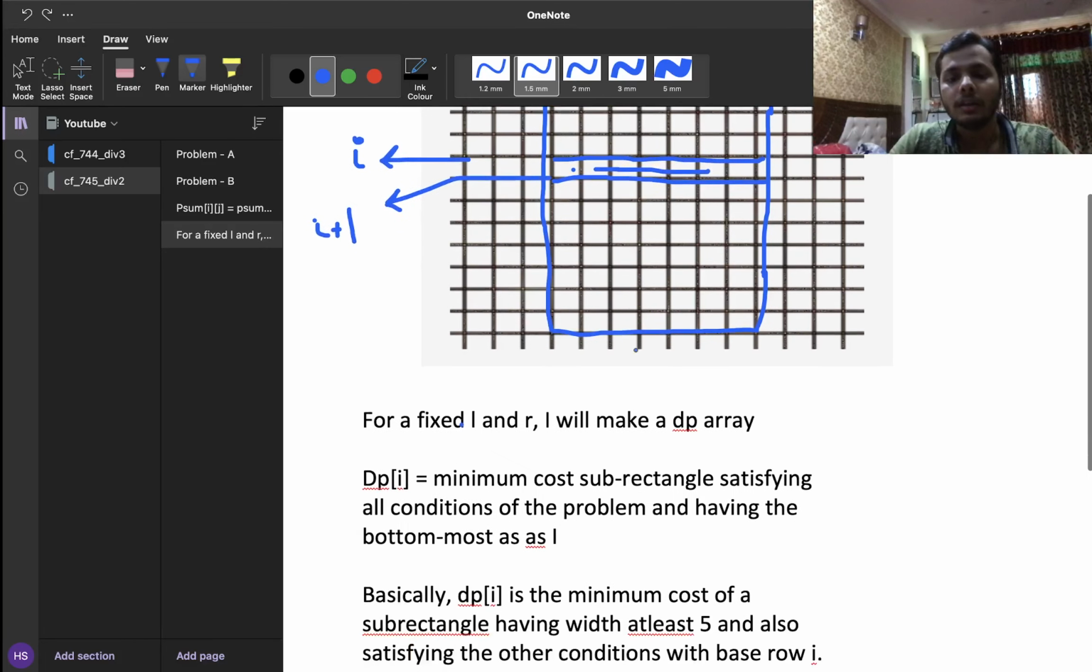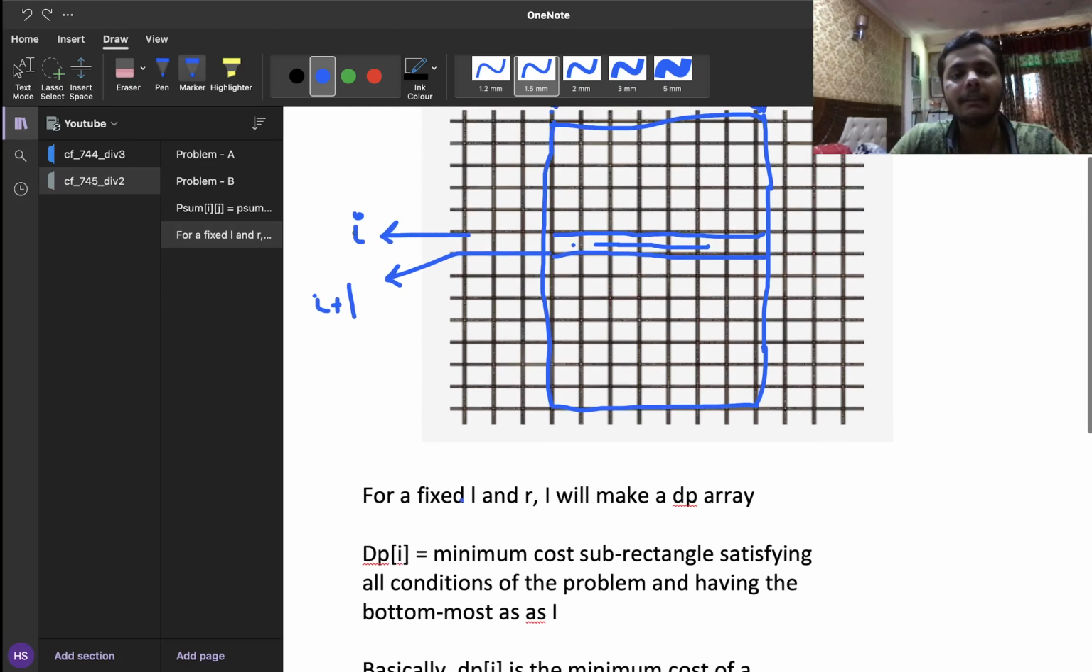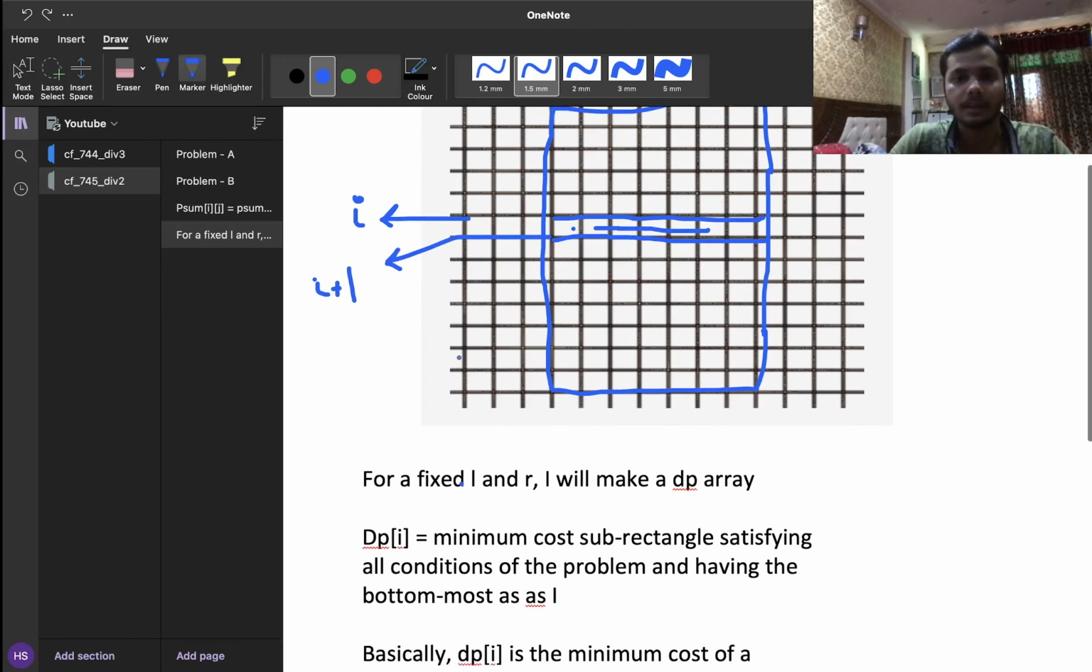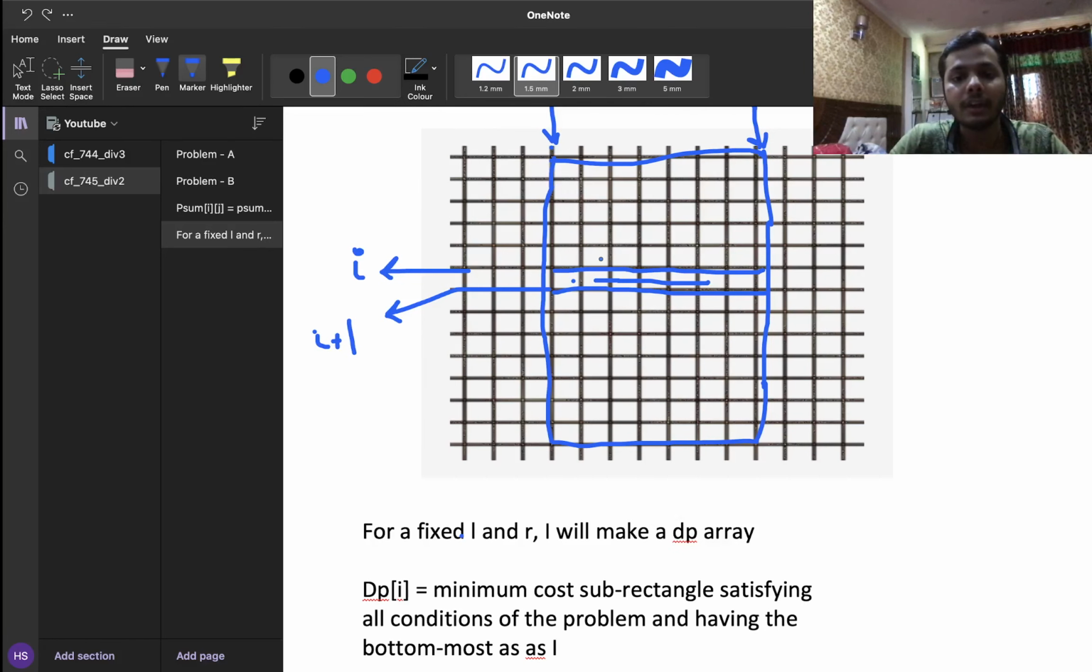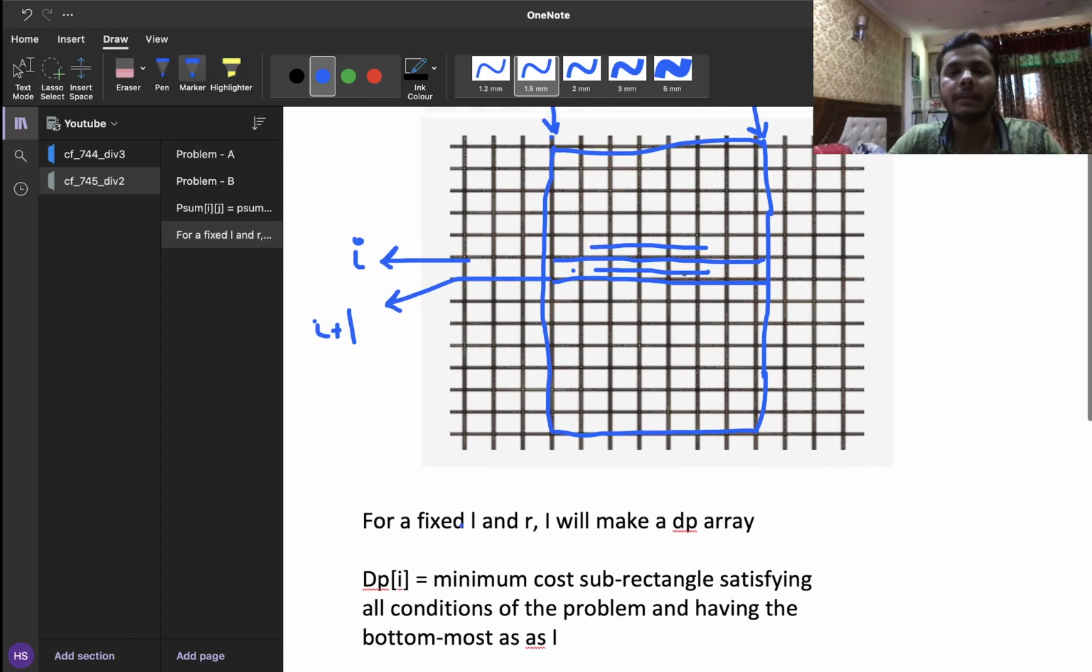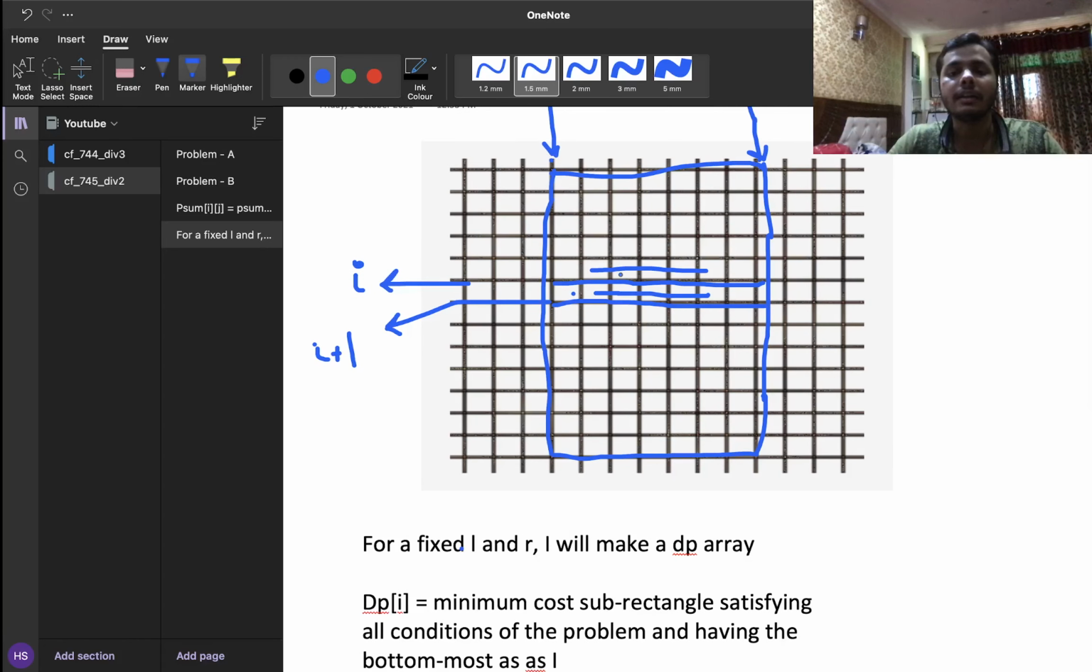All right. So let's look at dp of I and calculate dp of I plus 1 using that. So in dp of I, we wanted all the elements in this row to be black and everything else remains the same, right? The only difference between dp of I and dp of I plus 1 is that in dp of I plus 1 we want this bottom row to be black, and in dp of I we want this bottom row to be black. Okay, so that's one thing. And the other difference is that in dp of I we are considering all the rectangles having width at least 5 and ending at the row I, and in dp of I plus 1 we are considering all the rectangles having width at least 5 and having their bottom row as I plus 1, right?